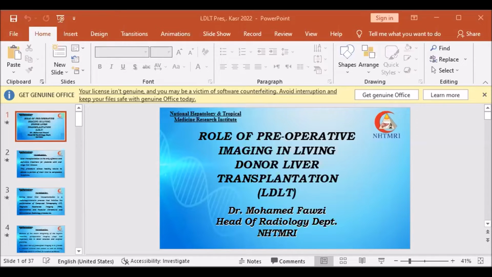And here are the most common anomalies, variants actually, it's not anomalies, variants in the hepatic arterial system. What's most common is that you have the right hepatic artery arising from the superior mesenteric or even directly from the aorta.